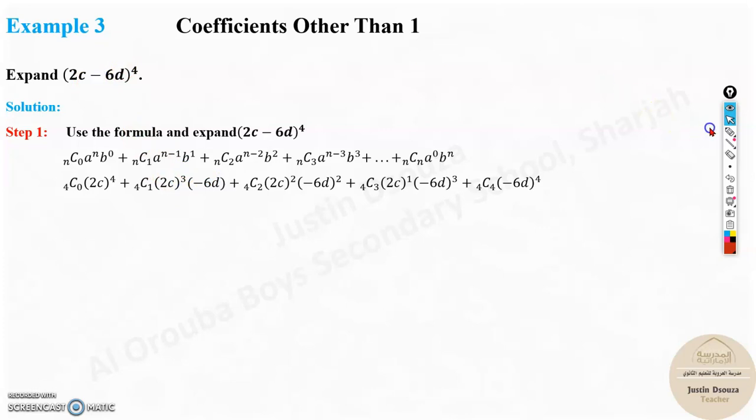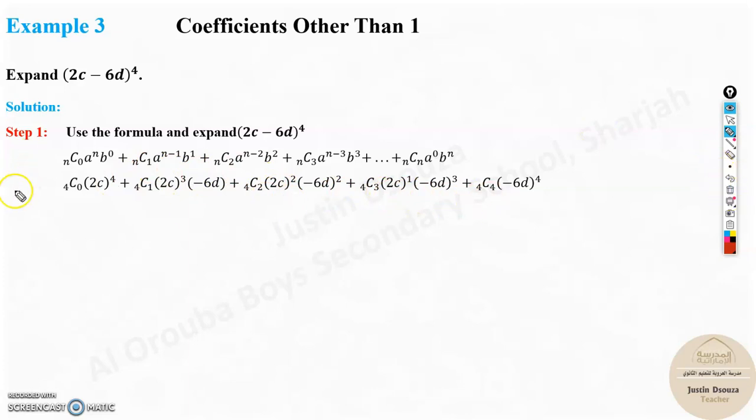Remember over here, the second term is this entire term. This is an important thing. Whenever it's minus, if it's plus, we don't mention it's plus, right? But now look, it's minus, so you need to mention that. Okay? So write minus 6d. See, the power of the first term reduces 4, 3, next will be 2, 1, 0.